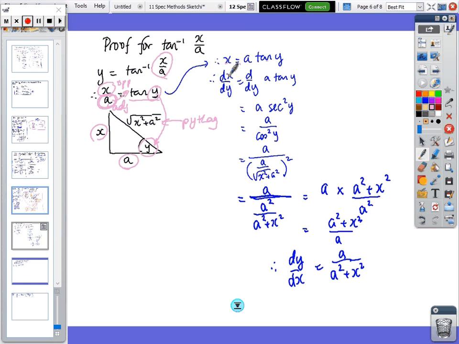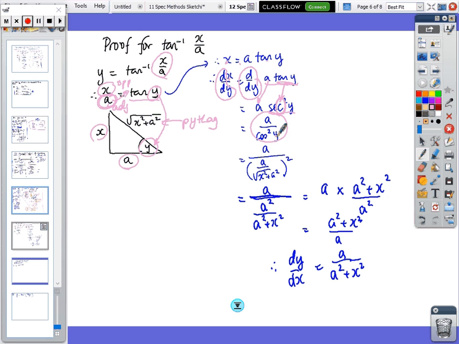And then the derivative with respect to y of x equals the derivative with respect to y of that mess. A is a constant. Tan y turns into sec squared y. And sec, the third letter, is c. So sec squared is 1 over cos squared. So we end up with that.